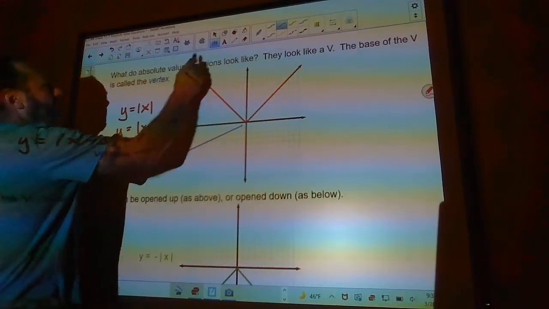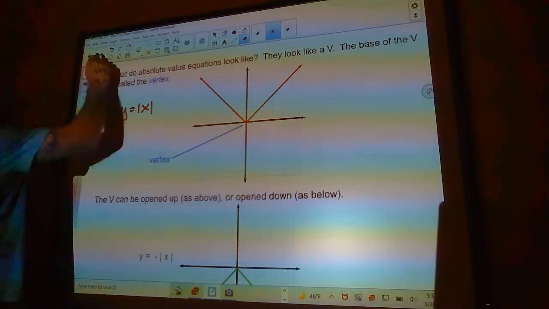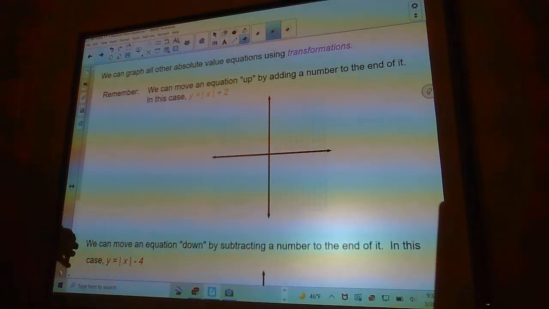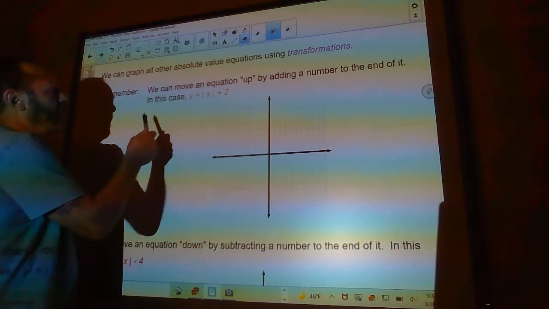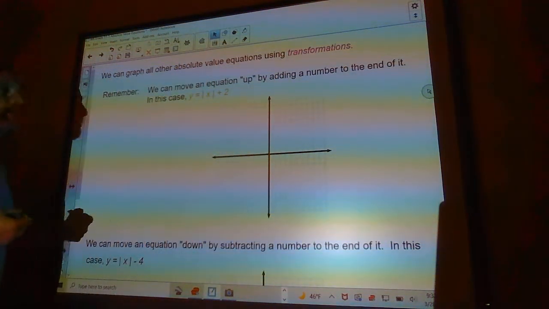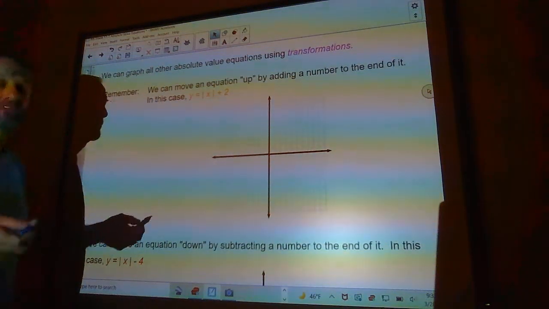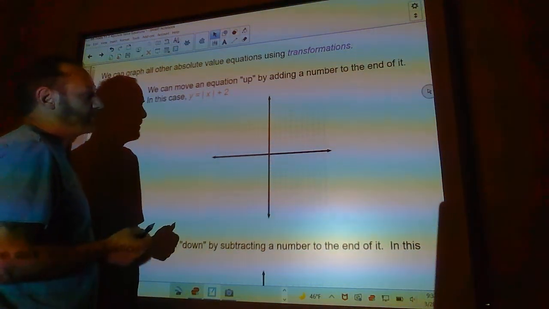Let's do this so that when you look at the notes, you're not confused. We can graph all the other absolute value equations using transformations. We've done transformations before, but we'll just review them. We can move an absolute value up by adding a number to the end of it. So y equals the absolute value of x plus 2 looks exactly like y equals the absolute value of x, except it's moved up 2.